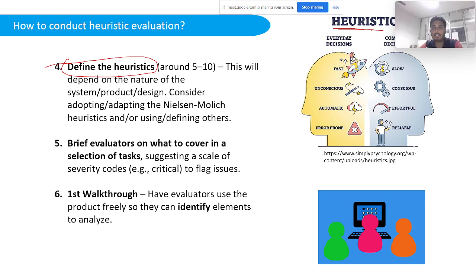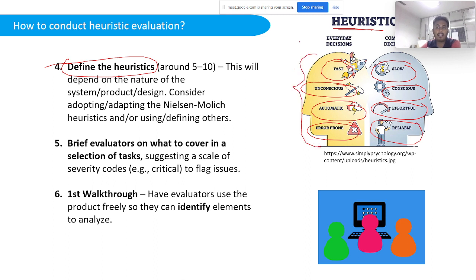Okay, so here's an example of heuristics. You set a set of heuristics which are like guidelines, like something needs to be fast, needs to be carried out unconsciously, it should be automatic, it should be error prone. Okay, so these are like something which should be slow, should not be conscious, effortfully learned. So this is an example. Like that we can have some sort of rules or guidelines to check your device against them.